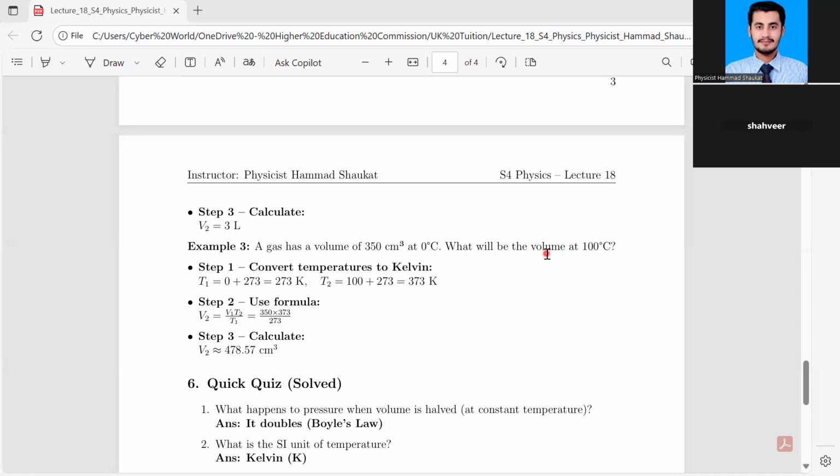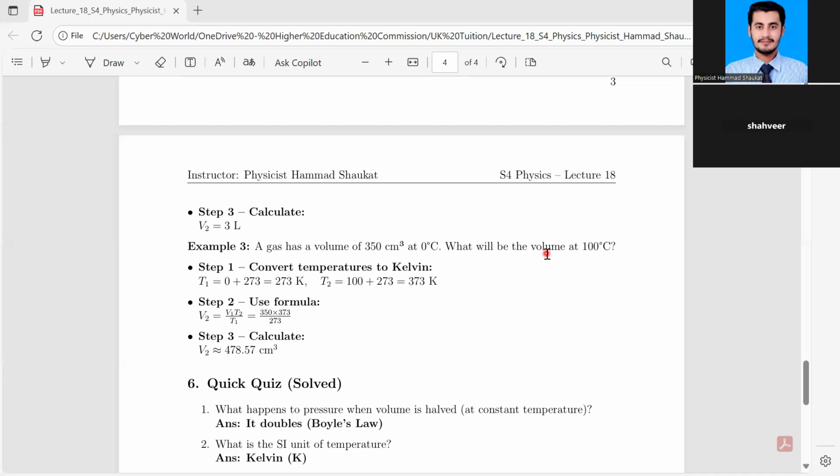373 kelvins. Yes, 100 plus 273 becomes 373 kelvins. So we have to use T2 equals 373 kelvins. Same, this formula expresses the relationship between volume and temperature. And we know the relationship between volume and temperature, we discuss in Charles' law.